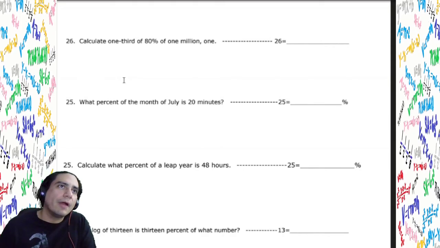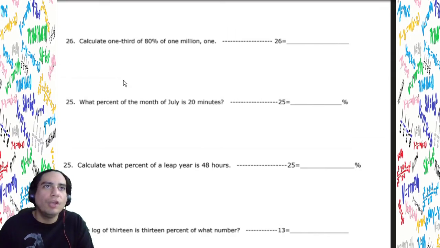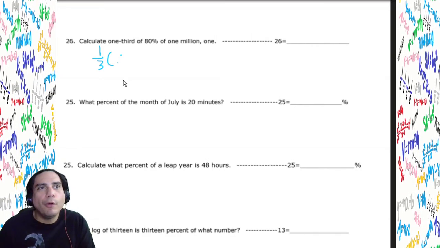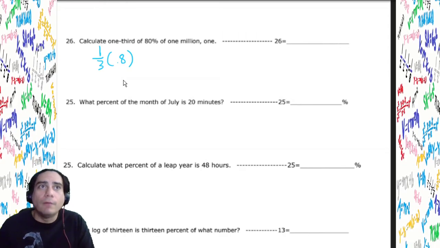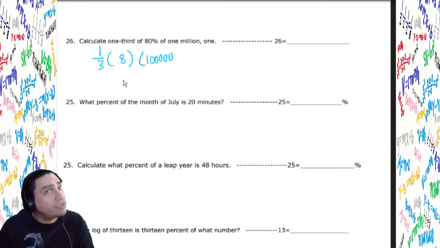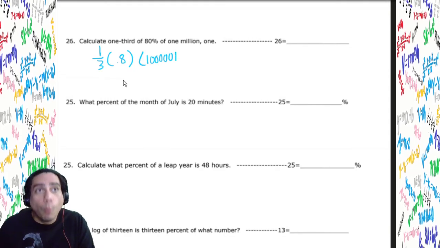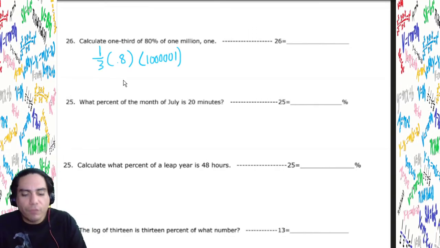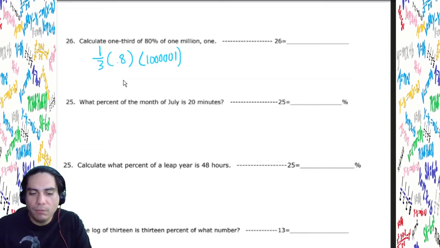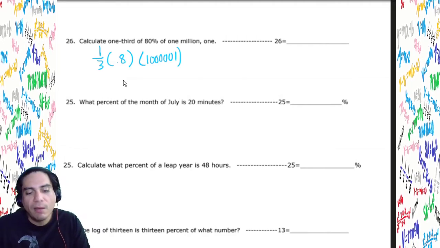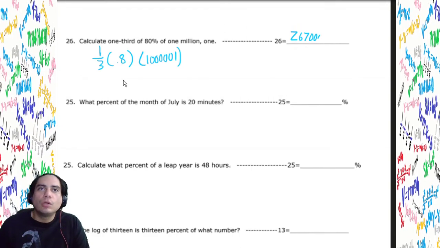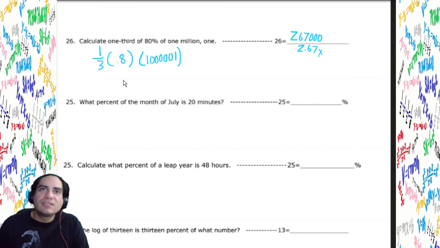All right. Let's go ahead and do this right here. We got ourselves 1/3 of 80%, which is 80 hundredths, or just 0.8. Let's just put 0.8. We don't need to write that extra zero. Of 1 million. So we're almost there, but it's not 1 million. It's 1,000,001. Oof. Some people get this stuff wrong, ladies and gentlemen. 0.1, 0.3, enter. 0.8, multiply. And 1 million. And 1, multiply. We get ourselves our answer. 2,670,000, or 2.67 times 10 to the fifth.